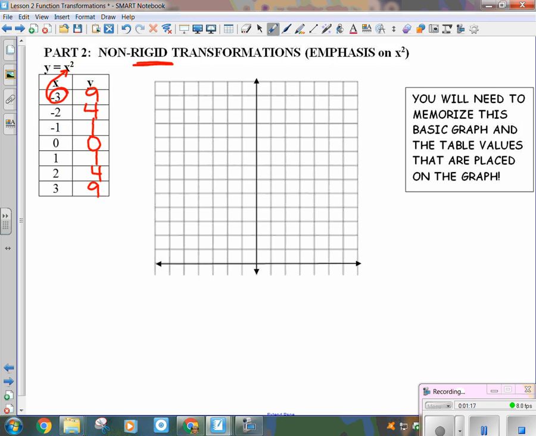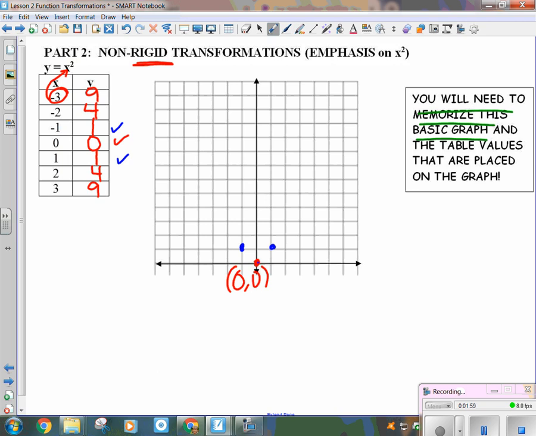Notice that it says over here you will need to memorize this basic graph. When we talk about what the basic graph of x squared looks like, hopefully you already remember that it's U-shaped and that it has its start at 0, 0. So that point is already there. From this point, we're going to graph -1, 1, and then 1, 1. If I go -1, 1, I'm going to go out from the start point, up 1. I'm going to come back over to the start point, up 1 again on the other side. So 1, 1, -1, 1.